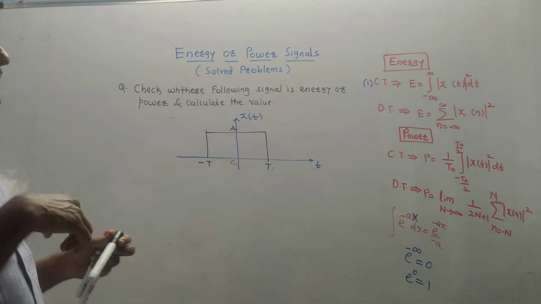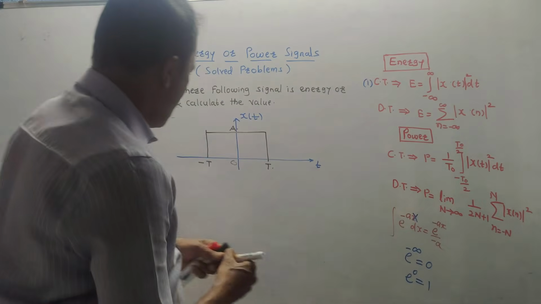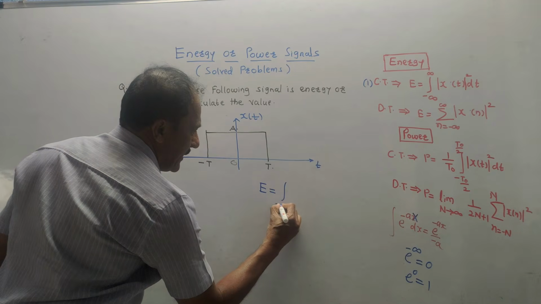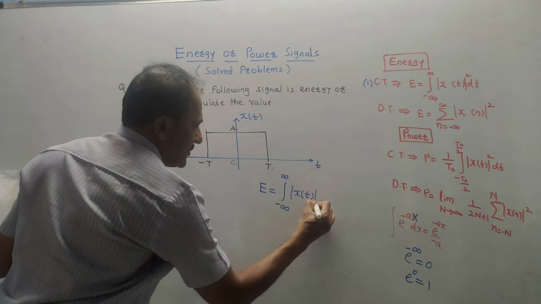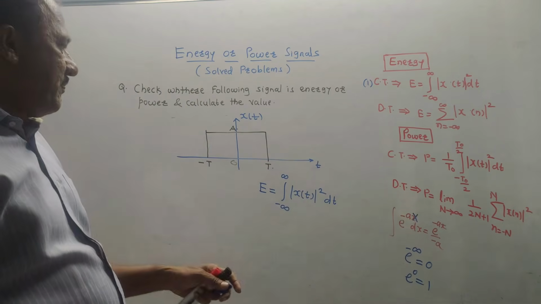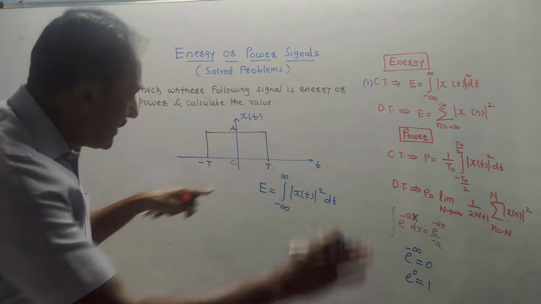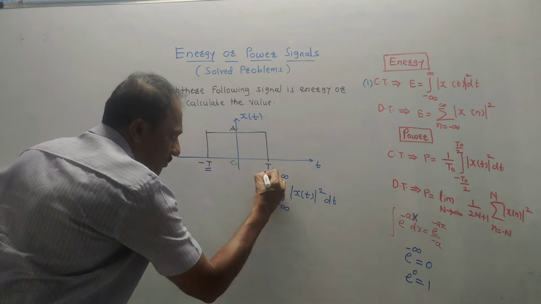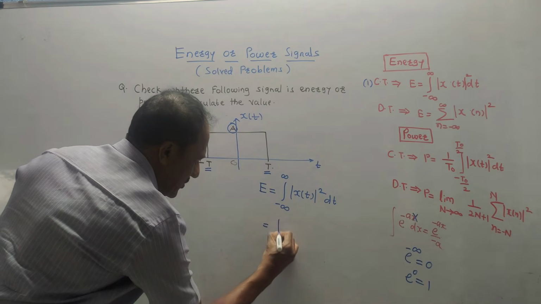Now this is an energy signal and a CT signal, so we have to make use of the same formula. First I will write the formula, that is E is equal to integration from minus infinity to plus infinity of mod x of t square dt. Same formula that we used in the last sum. These are the general limits from minus infinity to plus infinity, but the given signal exists from minus T to plus T and its amplitude is A.